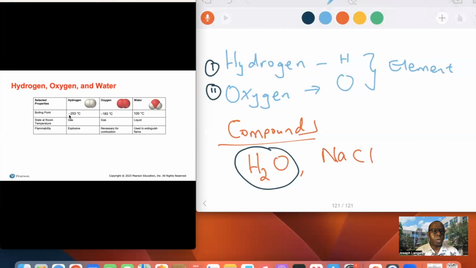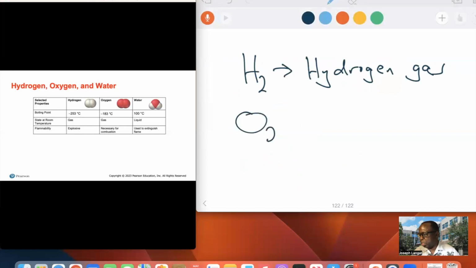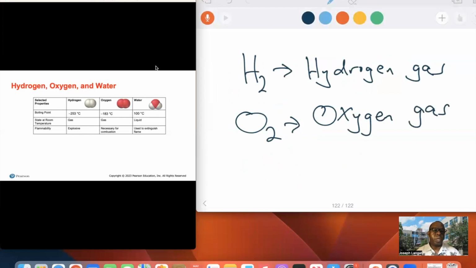For example, here is the boiling point of hydrogen gas, and by the way, the two spheres you see here indicate that in nature they exist as diatomic. This is hydrogen gas, which is diatomic, by the way, and this is oxygen. Oxygen gas exists as diatomic. We have the boiling point for both. You see the boiling point for water.